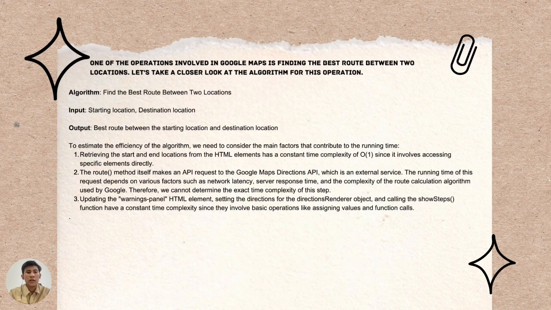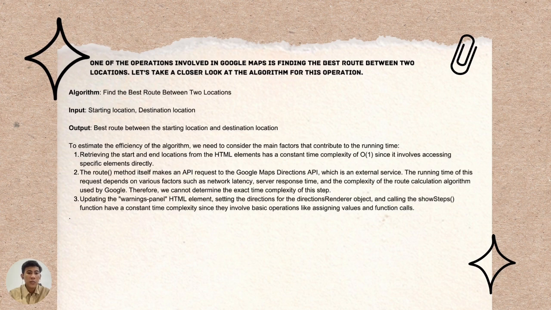Right now, I will explain the estimation of the efficiency of the algorithm. One example that I can give involving Google Maps is finding the best route between two locations. For this algorithm, the input is the starting location and the destination location. Its output will be the best route between the starting location and the destination location.